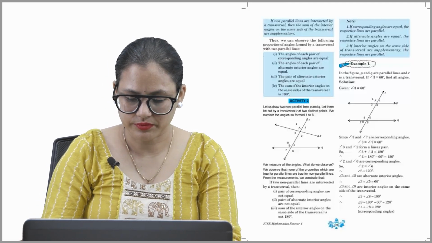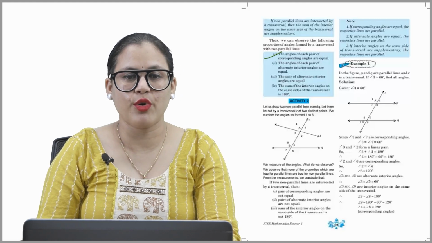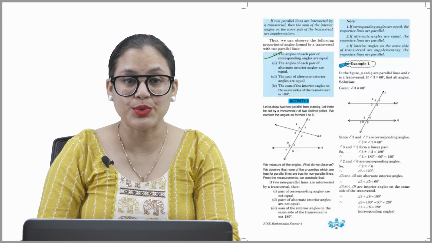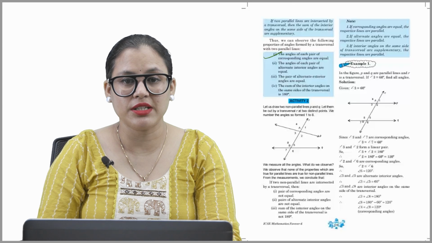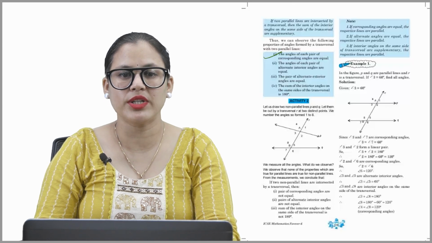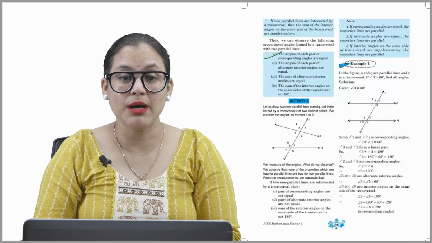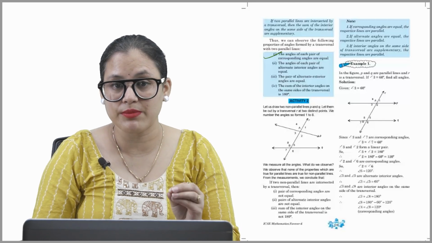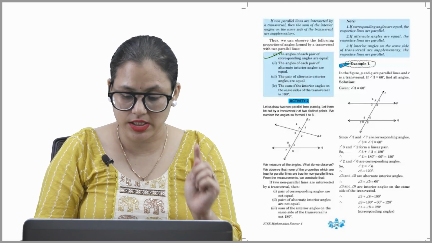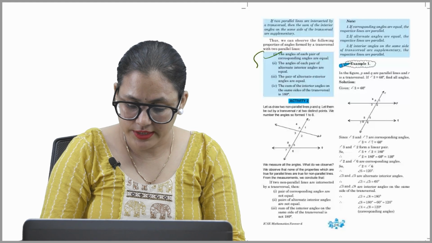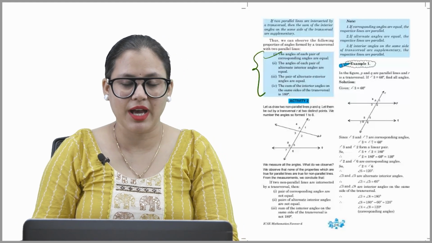Number 1, the angles of each pair of corresponding angles are equal. Number 2, the angles of each pair of alternate interior angles are equal. Number 3, the pair of alternate exterior angles are equal. And number 4, the sum of the interior angles on the same side of the transversal is 180. Remember these points. Okay. Activity 2.